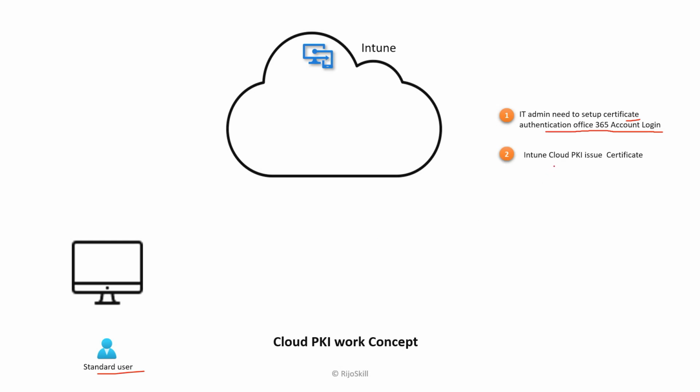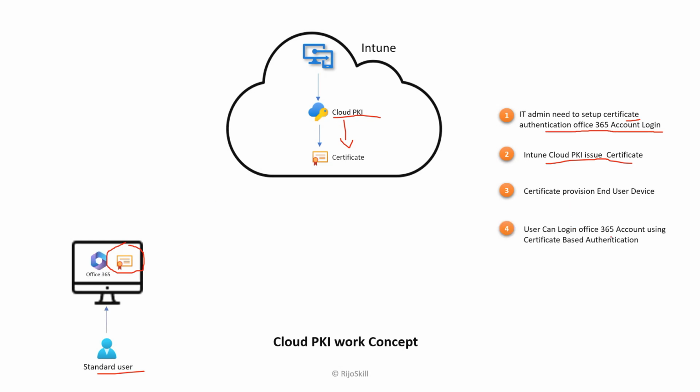Intune Cloud PKI issues the certificate. Once you configure the Microsoft Intune portal and Cloud PKI, then Cloud PKI issues the certificate. After issuing, the certificate is provisioned to the end user devices. After Intune provides the certificate through Cloud PKI, the user can log in to the Office 365 account using certificate-based authentication. So now you understand the basic concept of the use of Cloud PKI certificate authentication.